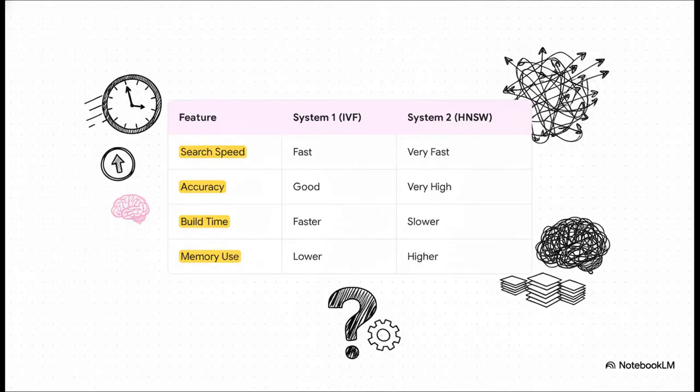Okay, so let's put them side by side. The genre system, IVF, is quicker to build and doesn't take up as much memory. It's solid. But the web of connections, HNSW, is just ridiculously fast when you're searching, and it's usually more accurate. The catch? It takes a lot more time and memory to build that complex network of highways in the first place. So, picking the right one really just depends on what you need your AI to do.